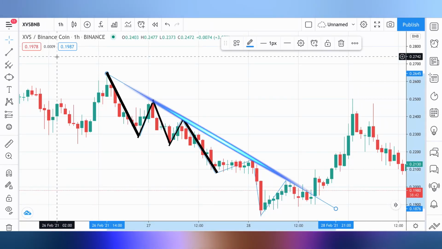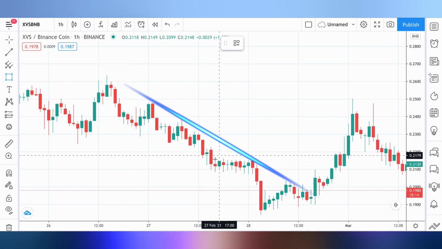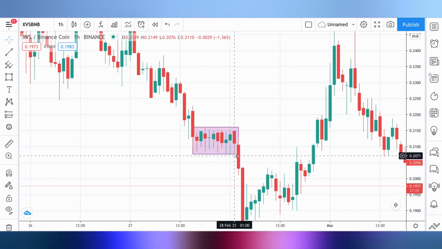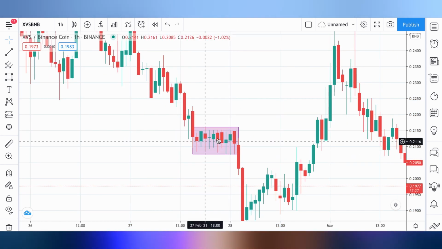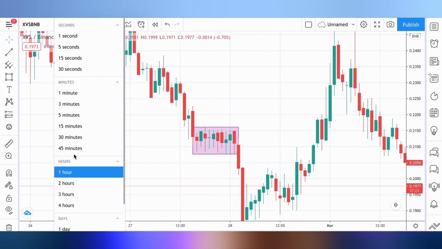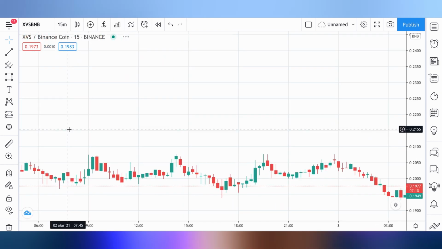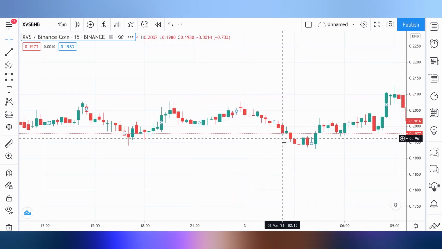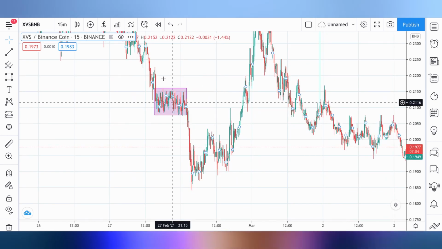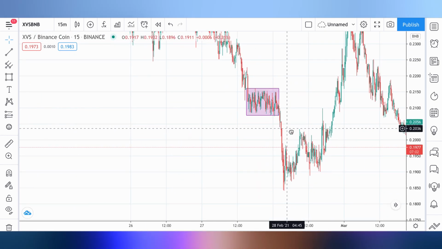Let's have a look at a sideways market. I'm going to make a little box here. This is your sideways, your consolidation. So we're going to have a closer look at this. We'll have a closer look by dropping down to, we could look at it on the 15 minutes, and let's see if we can find it now. We're on the hour, so we had the hourly bars on the chart.